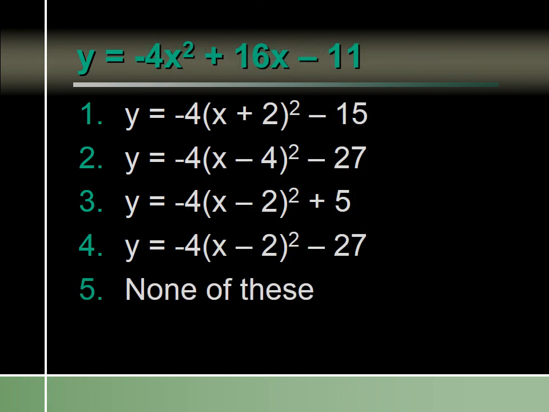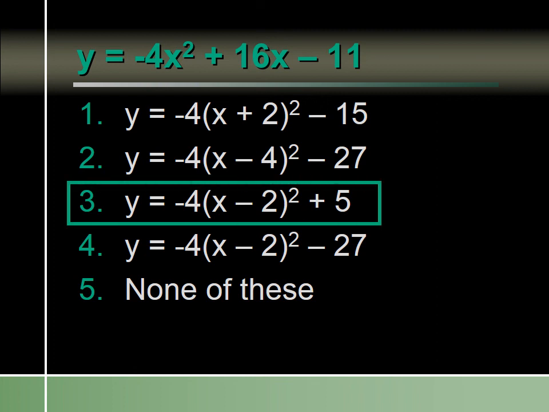Here's another example. y equals negative 4x squared plus 16x minus 11. Go ahead and try this one on your own to see if you can get the correct answer. So your leading coefficient here is that negative 4. So the correct answer here would be option 3, y equals negative 4 times x minus 2 squared plus 5.